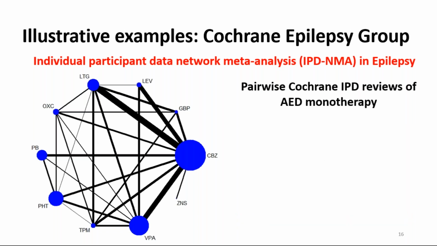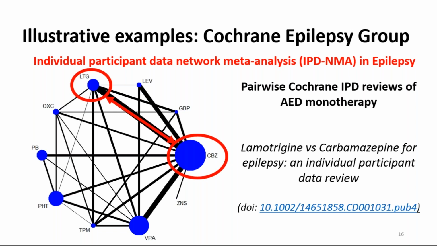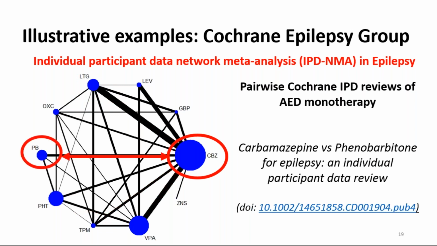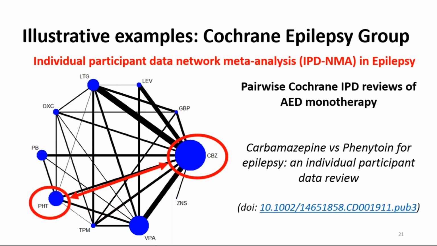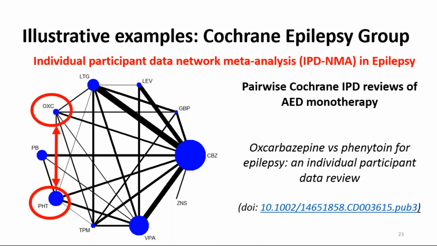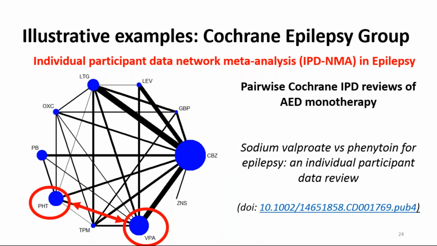And also as a related side project to this large IPD network meta-analysis, we've also conducted several pairwise Cochrane epilepsy IPD reviews of these drugs. And most of these have been related to carbamazepine. I'll flick through these and the links are here to look at. Carbamazepine is a commonly used drug in the UK. And then others have been compared to PHT, phenytoin, as this is a drug which is commonly used in the United States.